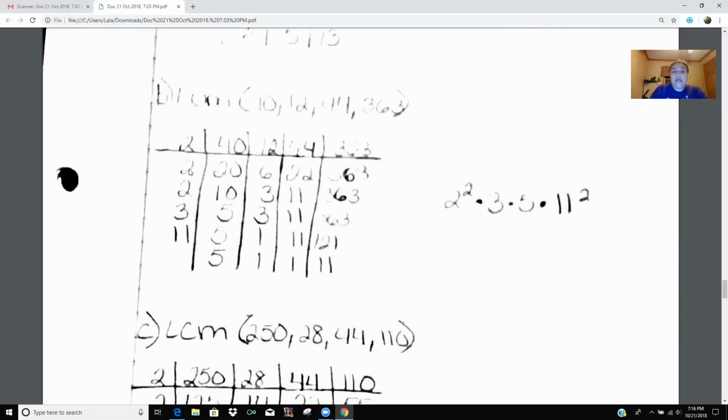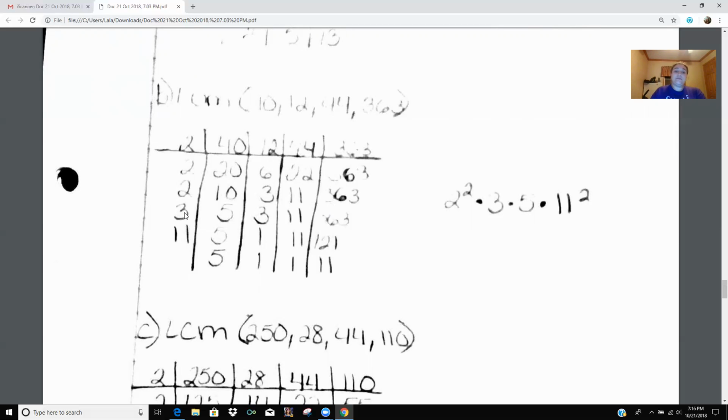We'll do 2 again. 2 goes into 20 10 times. 2 goes into 6 3 times. 2 goes into 22 11 times. And again, it does not go into 363, so we'll just bring that number down. We'll do 2 again. 2 goes into 10 5 times. 2 does not go into 3, so we'll bring the 3 down. 2 does not go into 11, so we'll bring the 11 down, and same with 363.